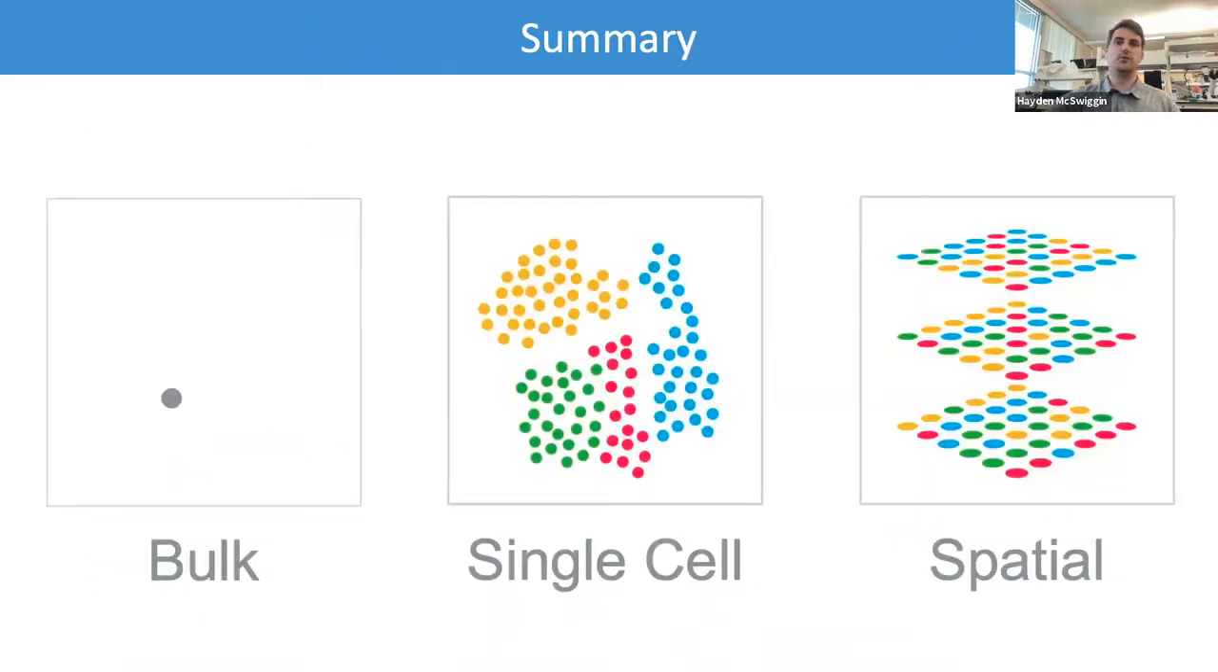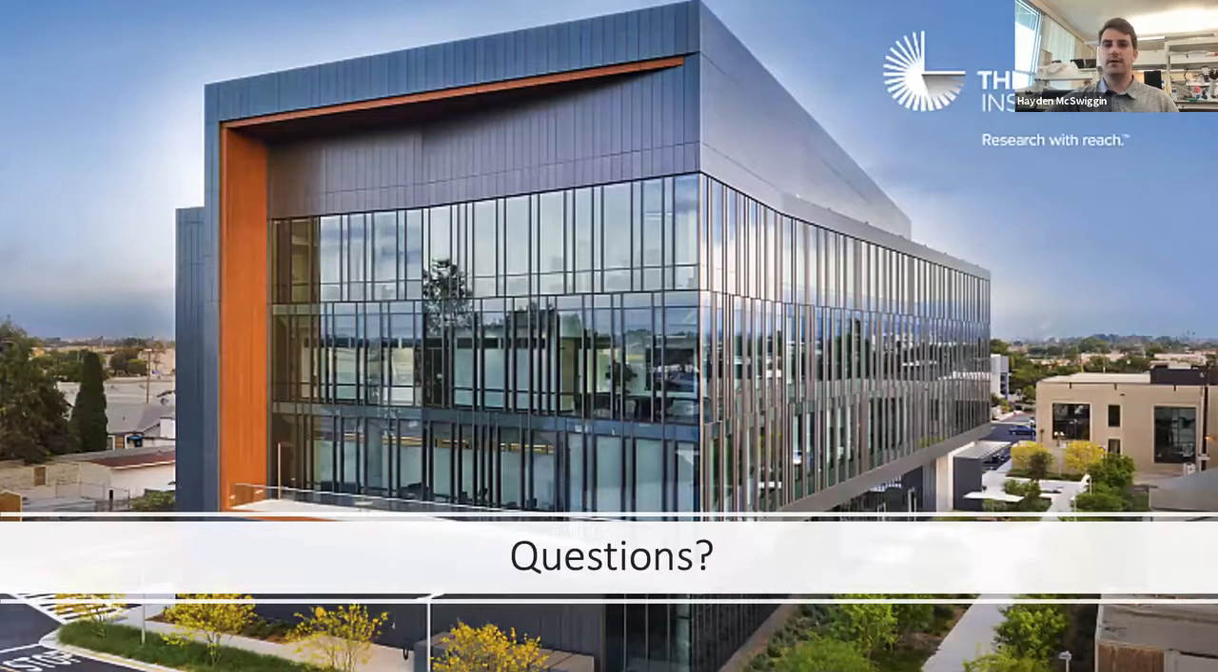So just to summarize what we talked about, the benefits of single cell RNA-seq over bulk analysis and how spatial transcriptomics can retain the spatial information, and using these both together, we can gain a lot more insight into the biology and answer some really important biological questions. And with that, I'll take some questions from you guys.